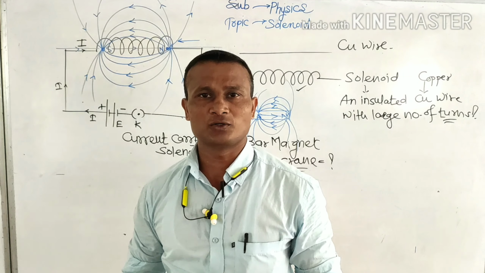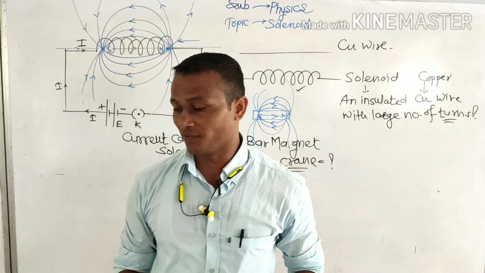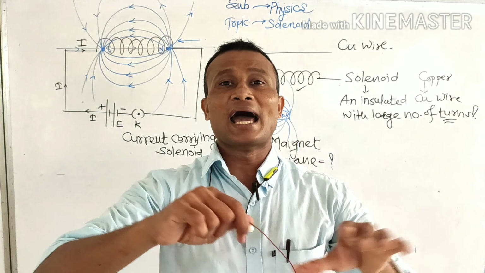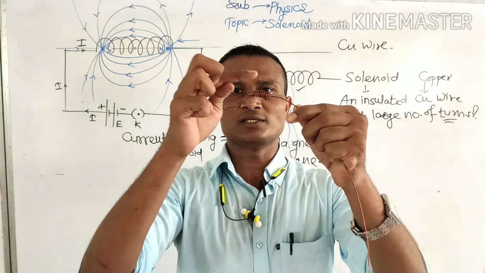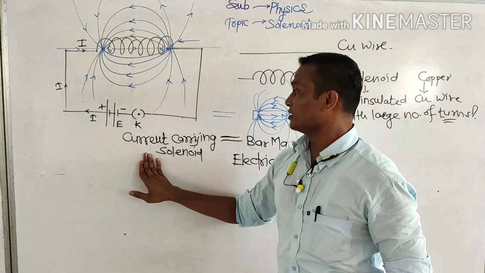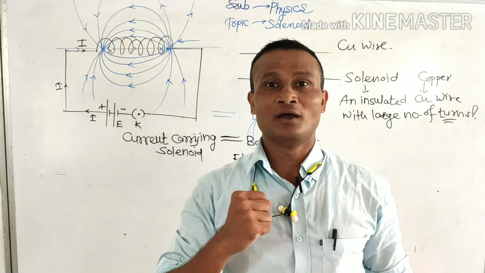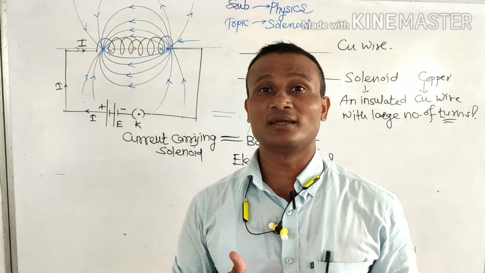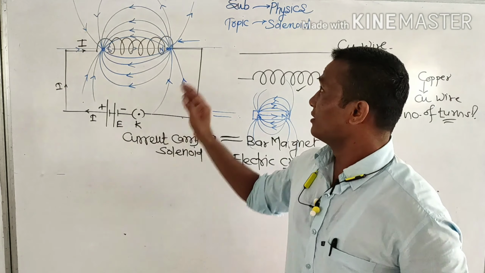So today we understood about solenoid. Let me tell you, solenoid is an insulated copper wire like this, having a large number of turns. When current passes through this solenoid, it behaves like a bar magnet, and what we concluded here is that a current carrying solenoid behaves like a bar magnet. But a bar magnet is a permanent magnet. Solenoid is a temporary magnet. So we can have n number of applications with the solenoid.